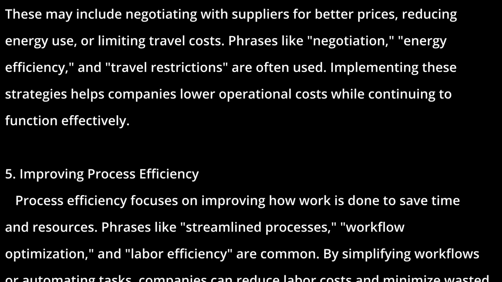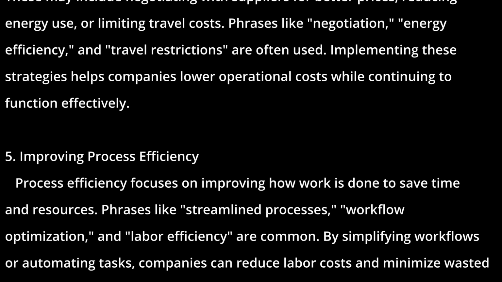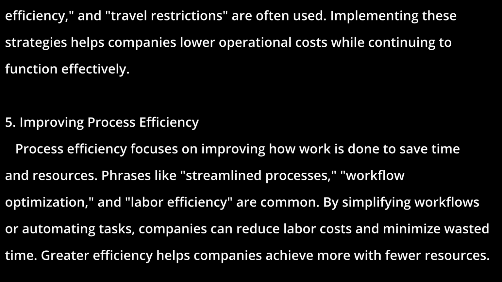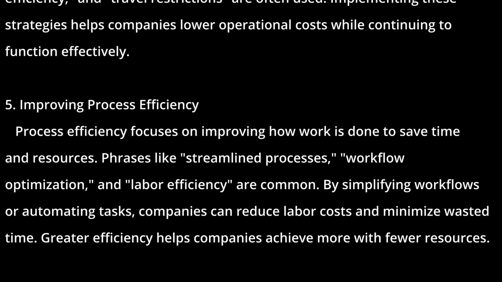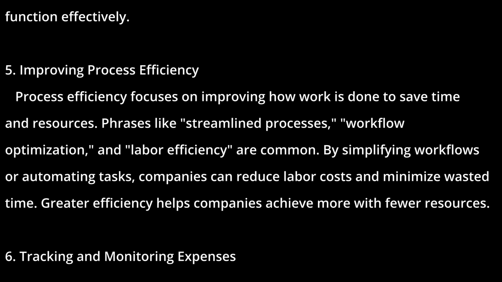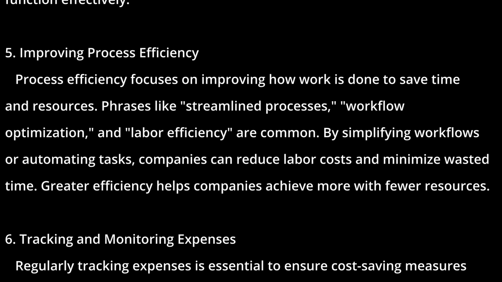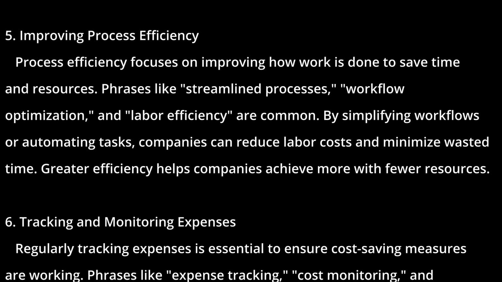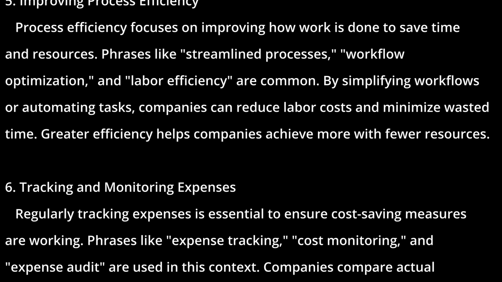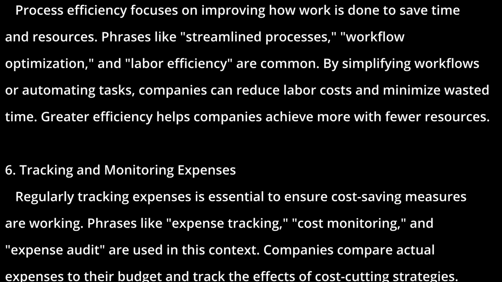5. Improving process efficiency. Process efficiency focuses on improving how work is done to save time and resources. Phrases like streamlined processes, workflow optimization, and labor efficiency are common. By simplifying workflows or automating tasks, companies can reduce labor costs and minimize wasted time. Greater efficiency helps companies achieve more with fewer resources.